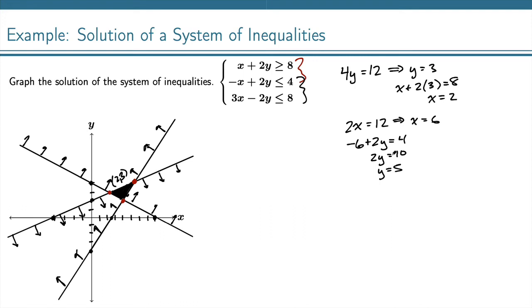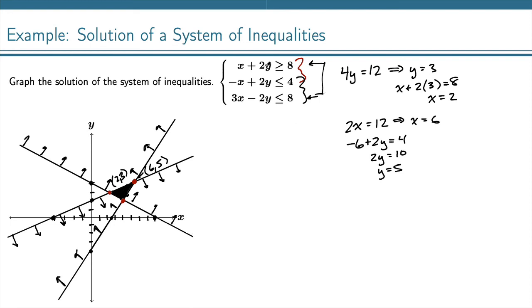And that was, let's see, these two. This line and this line. So that's this point right here. So 6, 5 for that point. And then finally this point right here. And that's going to be this equation and this equation.